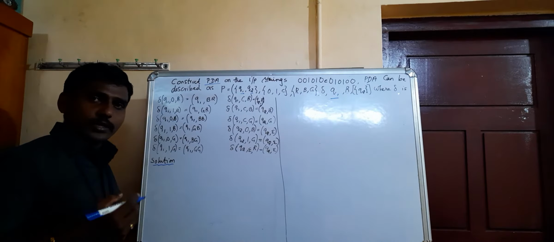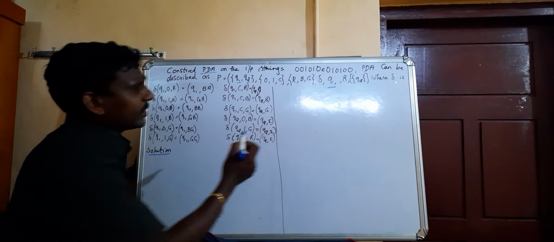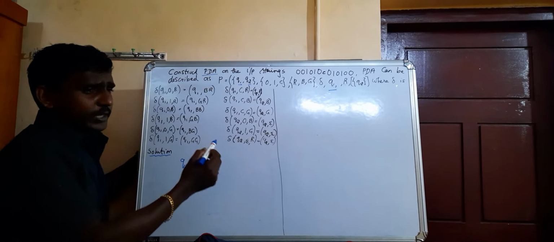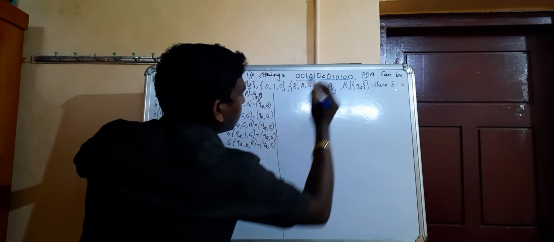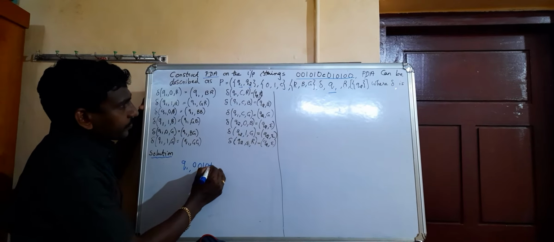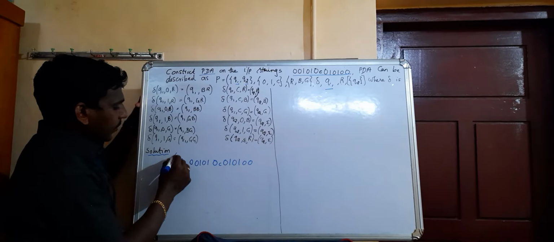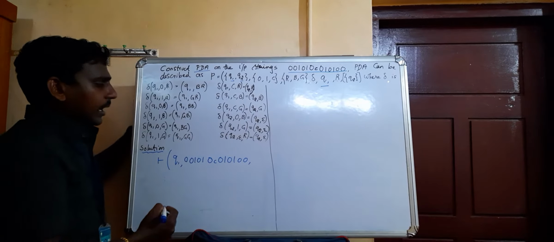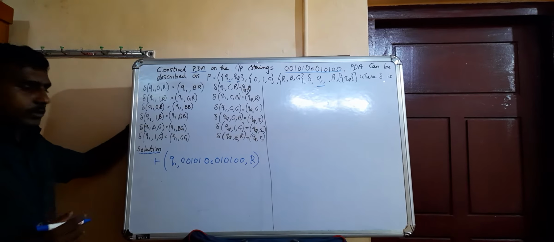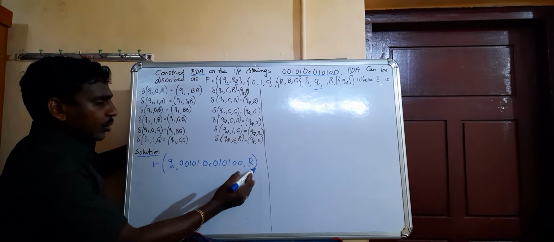Solution: first we take the starting state. What is the starting state? Q1. So Q1, comma, the string they are asking to solve: 0 0 1 0 1 0 C 0 1 0 1 0 0. Q1, comma, the string, comma, and the start of the stack is R. That R should be right here. This is the first step we have to take: state, input, and start of the stack.